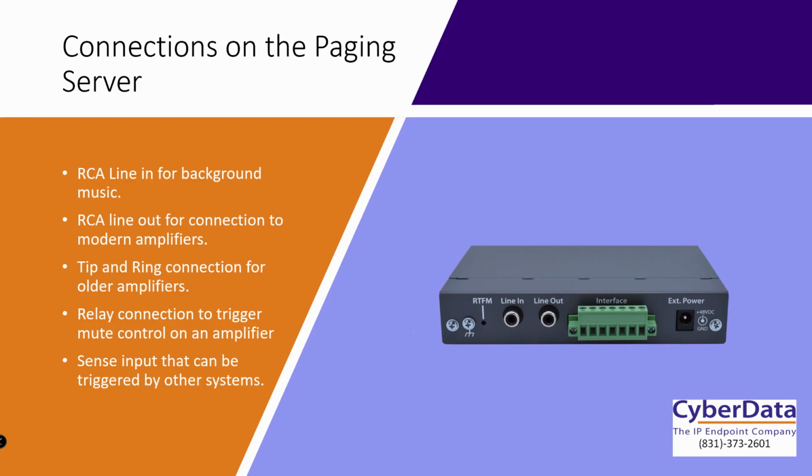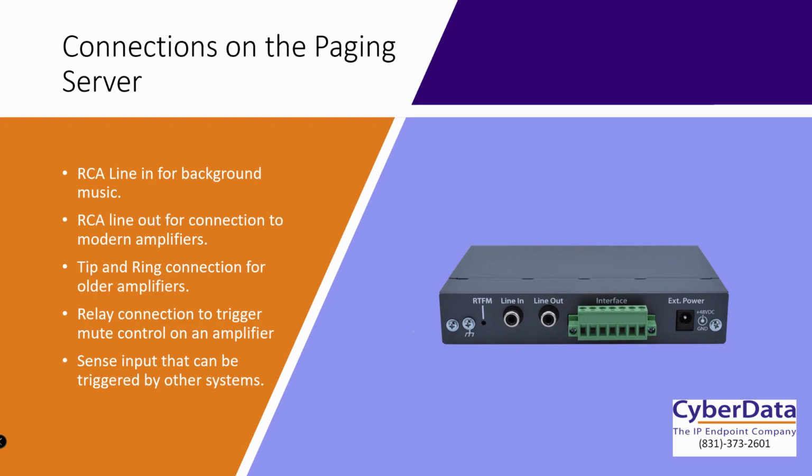So with a feature like enable relay on local audio that the paging server has, when a SIP call is received by the paging server and it transmits that audio through its output connections, it also triggers the onboard relay. And that onboard relay tells the amplifier that we're connected to that higher priority audio is coming through, and it should silence all of the other audio. So it's very, very powerful for that one particular feature.